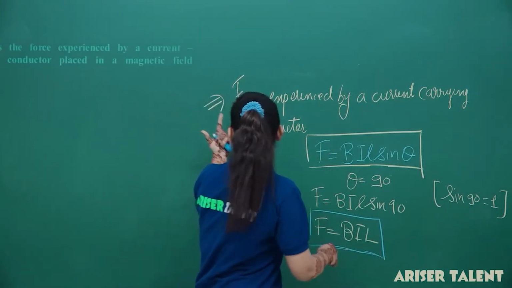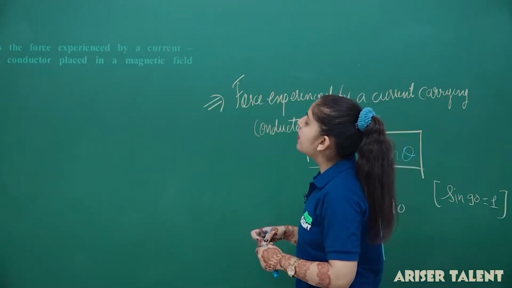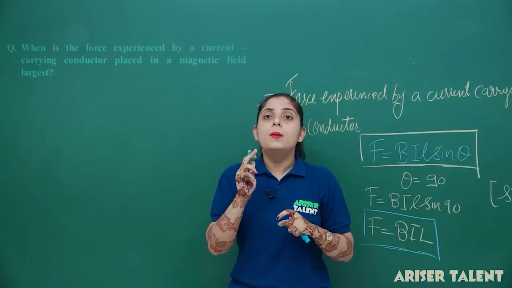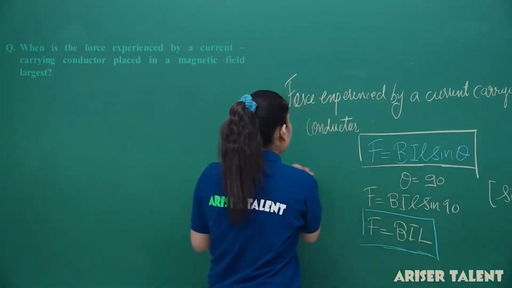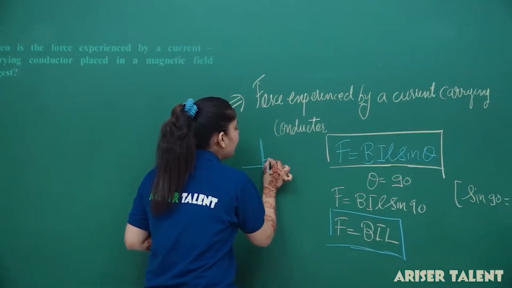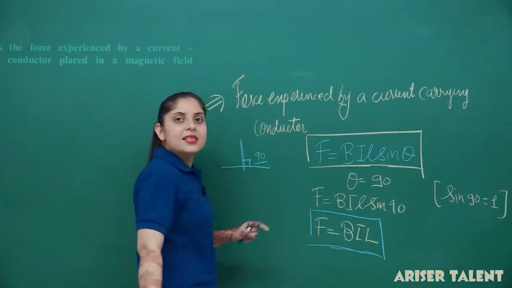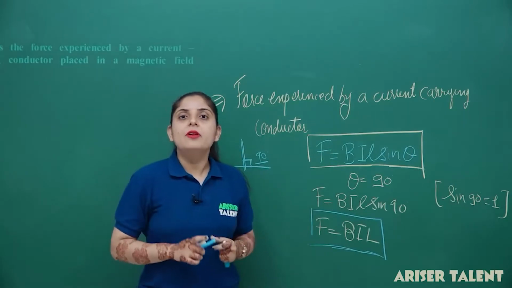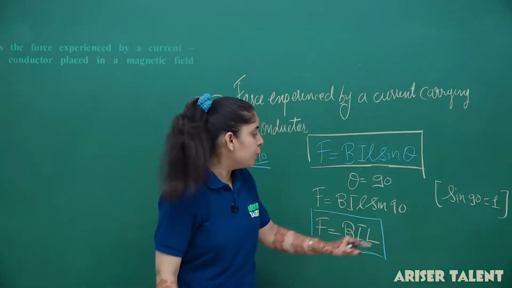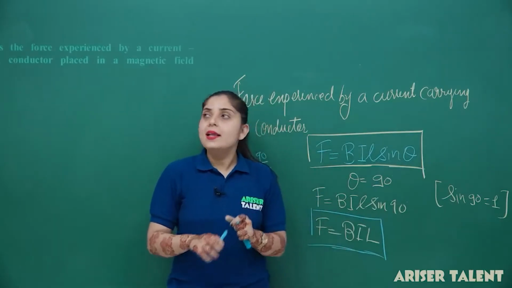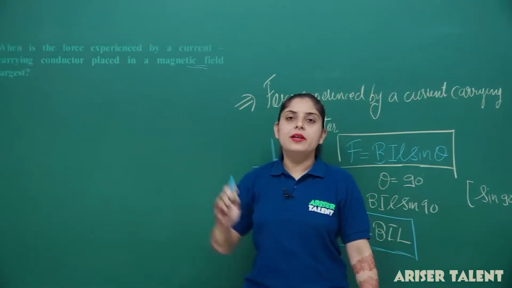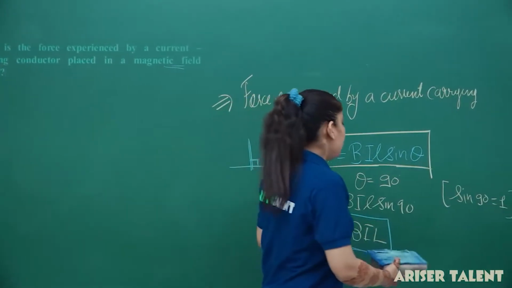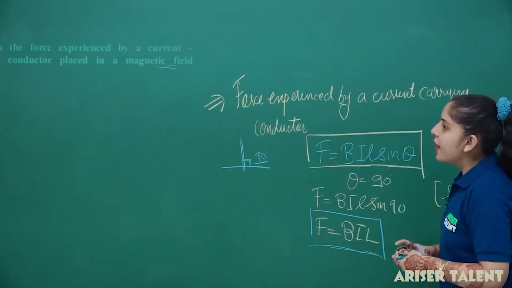So when is the force experienced by a current carrying conductor in a magnetic field largest? When the coil and the magnet are perpendicular to each other. It means if they are perpendicular to each other, they are going to make an angle of 90 degrees. So when both are perpendicular to each other, the force will be the maximum, and that will be equal to the sin 90 value, and sin 90 will give you the answer one. So F equal to BIL is the largest value of the force here. So this is again a very logical question. Now let's move to the next question in this sequence.